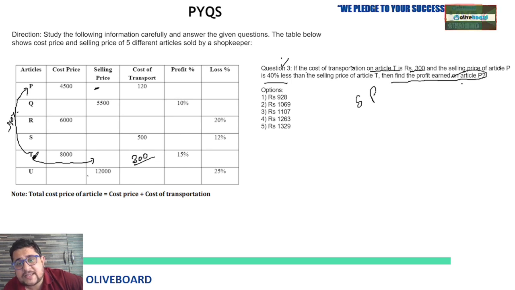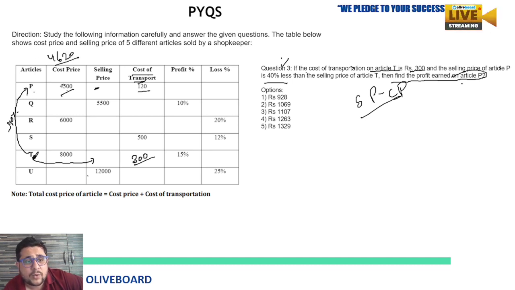So that is SP minus CP. So cost price we can calculate. Yes, cost price is given. Total cost price is cost price plus cost of transportation. So it is going to be how much? 4,500 plus 120. So 4,620. That we know for article P.